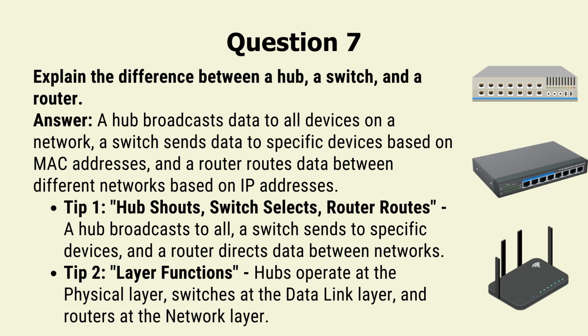Explain the difference between a hub, a switch, and a router. A hub broadcasts data to all devices on a network. A switch sends data to specific devices based on MAC addresses, and a router routes data between different networks based on IP addresses. Remember, hub shouts, switch selects, router routes, and their functions vary by network layer.